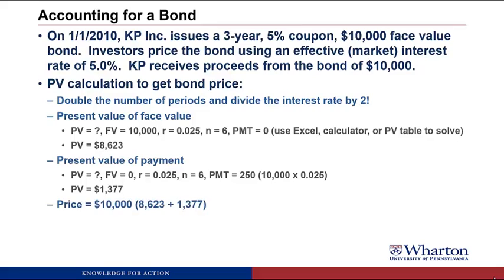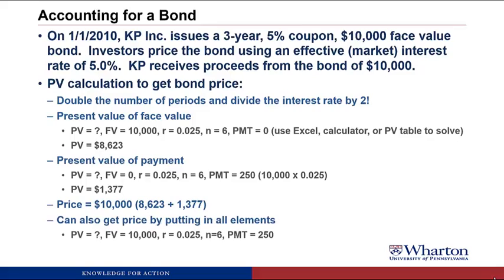So we add those two up, 86.23 plus 1377 to get the price of 10,000. Or if you're using Excel, you can just put in all of the elements: face value 10,000, payment 250, 6 periods, 2.5% to calculate the present value, and you will also get 10,000. So let me pop out to Excel and show you all these calculations.